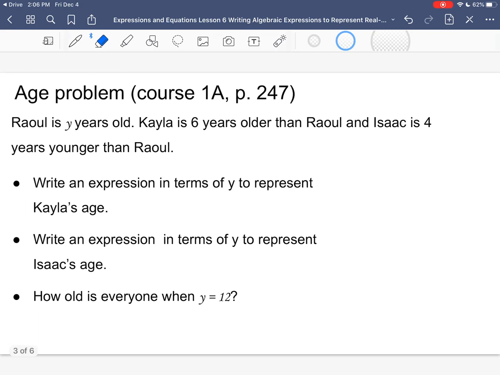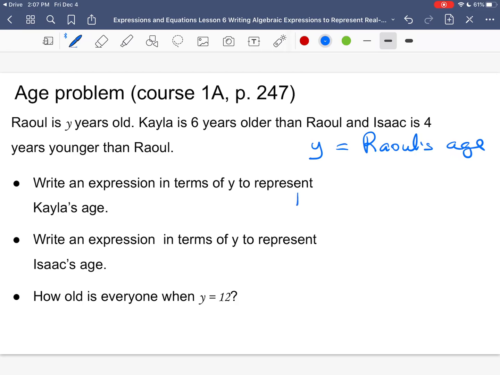So here's an age problem from the textbook. We're told that Raoul is Y years old. So here the variable is already defined for us. Y equals Raoul's age, or Y represents Raoul's age. Let's write that. Y is Raoul's age. Kayla is 6 years older than Raoul and Isaac is 4 years younger than him. So write an expression in terms of Y to represent Kayla's age.